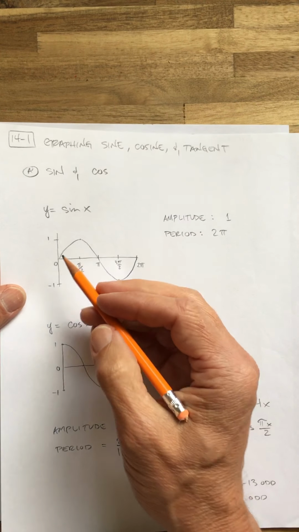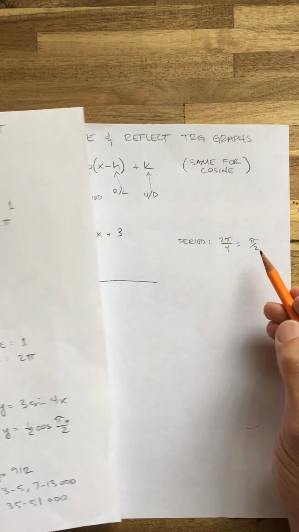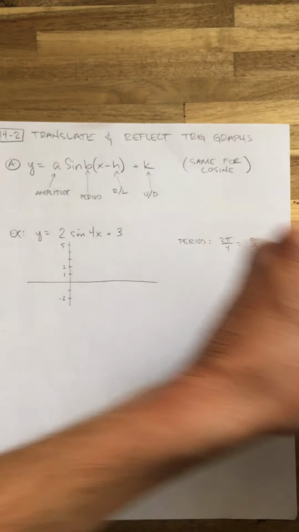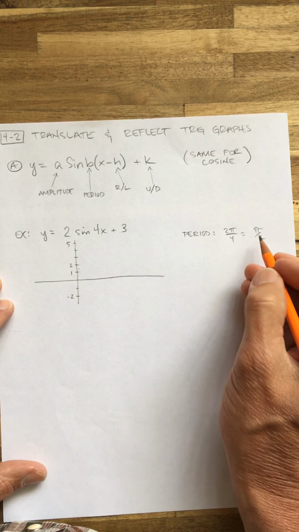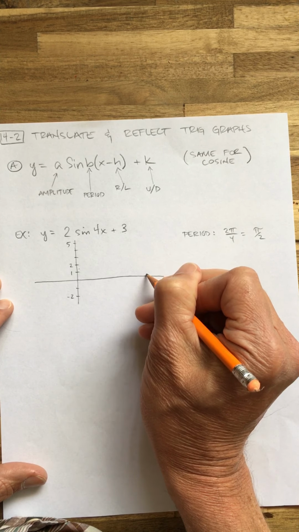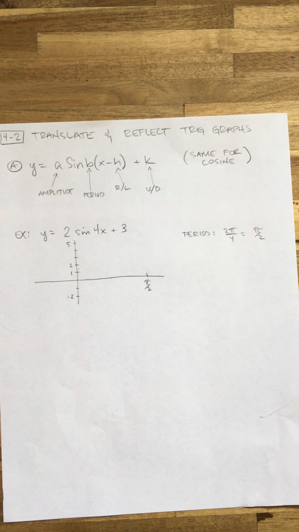Okay, so if I'm starting at 0 and the period's pi over 2, where's it going to end? It's going to end at pi over 2. Okay, so my period is going to go from 0 to pi over 2. So I'll just go ahead and put a pi over 2 right here. Okay. All right, and then let's look at the sine wave one more time.